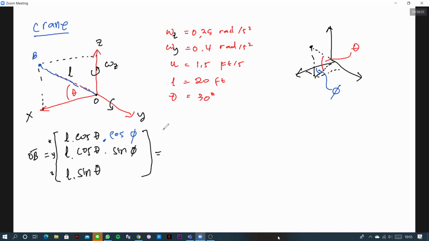Now let's check. If phi is equal to 0 for this case, I have only L in the x component and the z component. Here I have 0, and the last one is L sine theta.